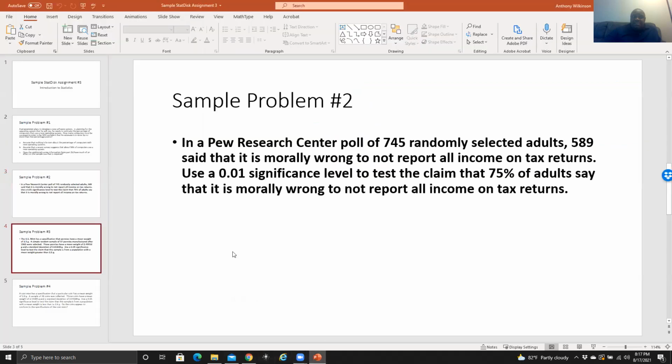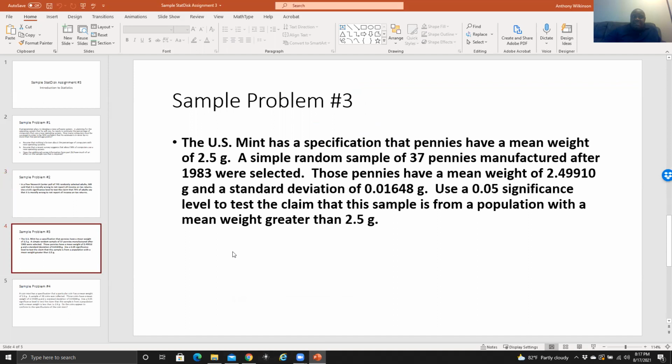Okay, take a look at sample problem number 3. The US Mint has a specification that pennies have a mean weight of 2.5 grams. A simple random sample of 37 pennies manufactured after 1983 was selected. Those pennies have a mean weight of 2.49910 grams and a standard deviation of 0.01648 grams. Use a 0.05 significance level to test the claim that this sample is from a population with a mean weight greater than 2.5.